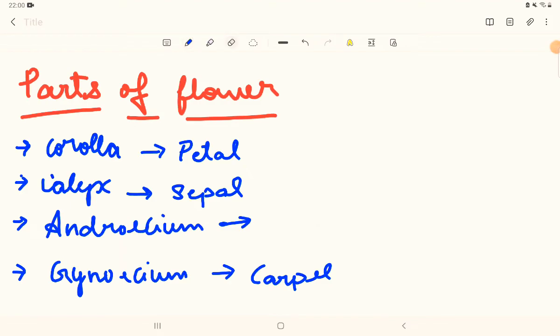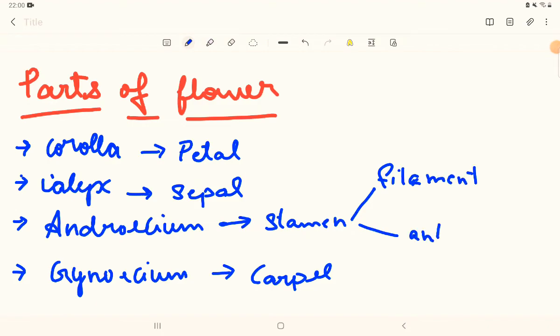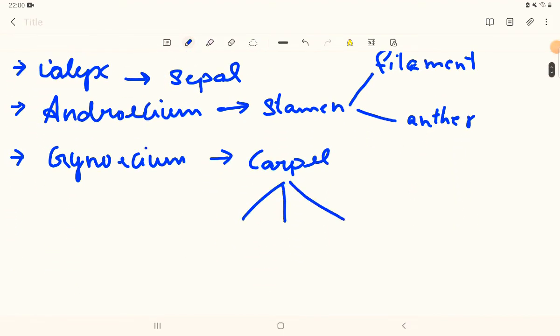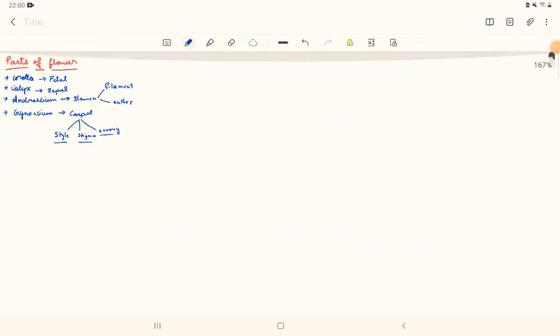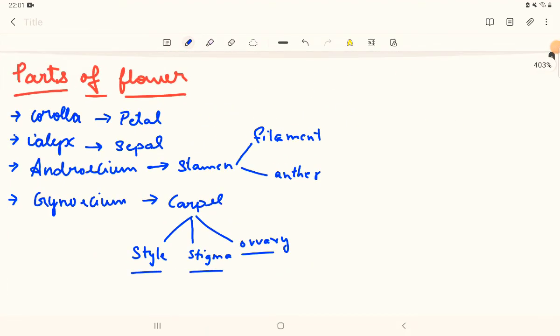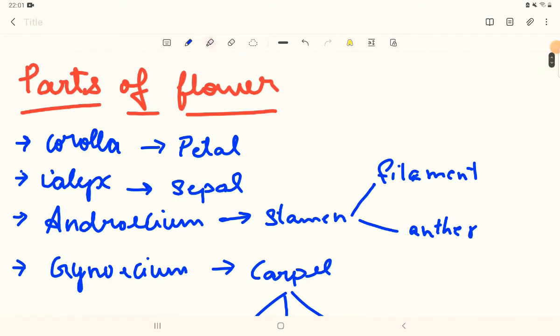Oh, this is not pistil guys, this is stamen, which will be having filament and anther. Now this carpel is having 3 parts: style, stigma, ovary. Style, stigma and ovary. So now let us start with our first one.